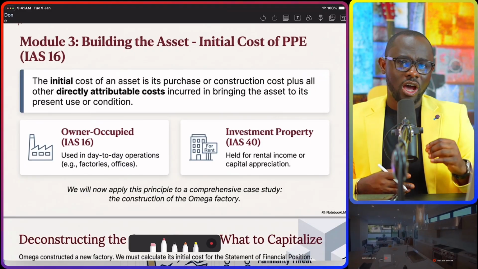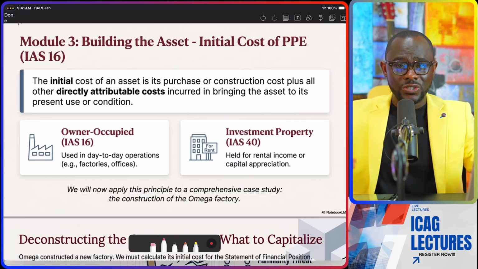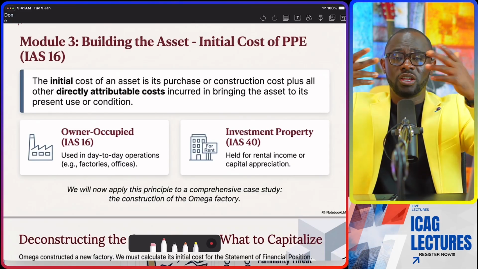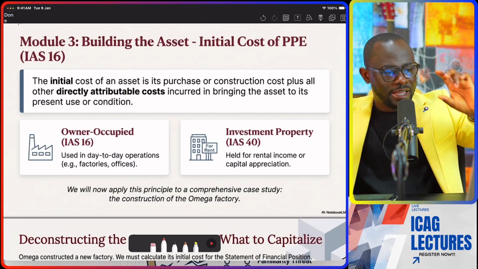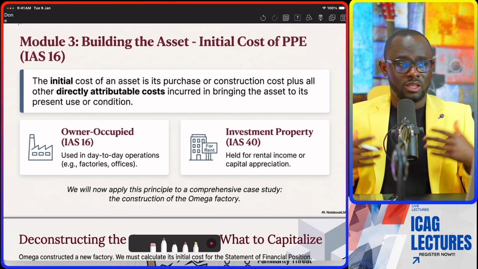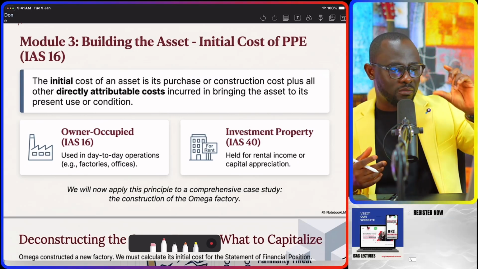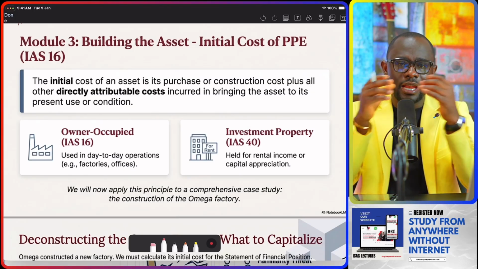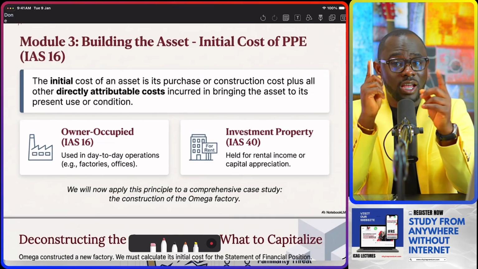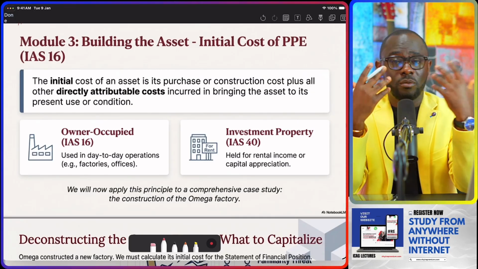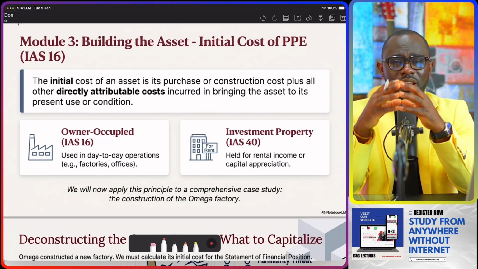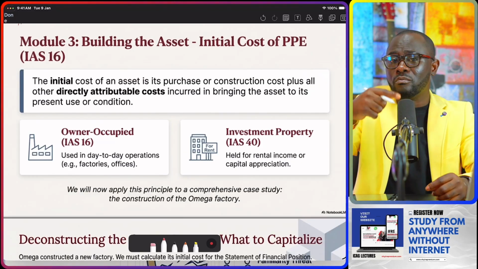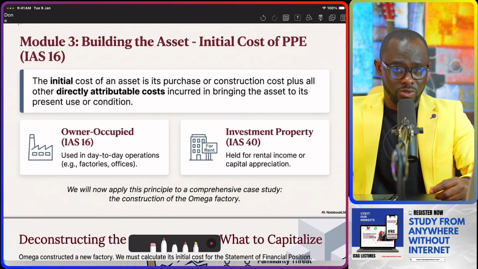But if it is owner-occupied, meaning that the entity is using the asset for administration, for the day-to-day running of the organization, then that qualifies to be property, plant, and equipment and must be accounted for in accordance with IAS 16. And so we said that the initial cost of an asset shall be the purchase cost or the construction cost, plus all other directly attributable costs incurred in bringing the asset to its present use.